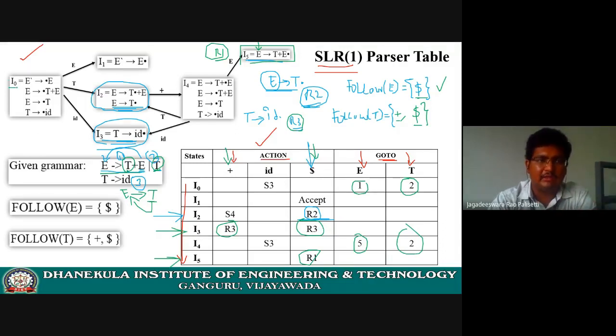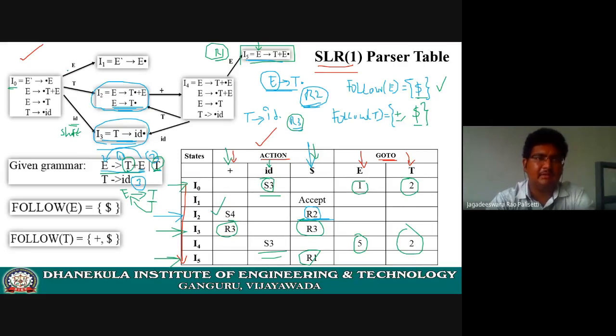If you go for I0, on a terminal ID, what is the state we are reaching? I3. So what is the action I have to write here? Shift. So I need to write S3 at I0 row and column ID. There I have to write S3. Am I clear? That's how we will get here S3, here S4, here S3, like that. Hope you are aware of this.